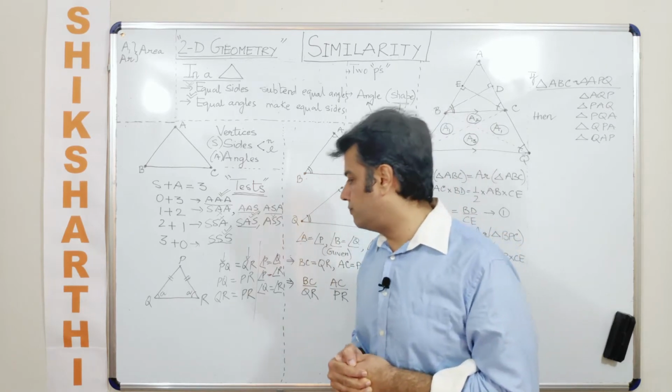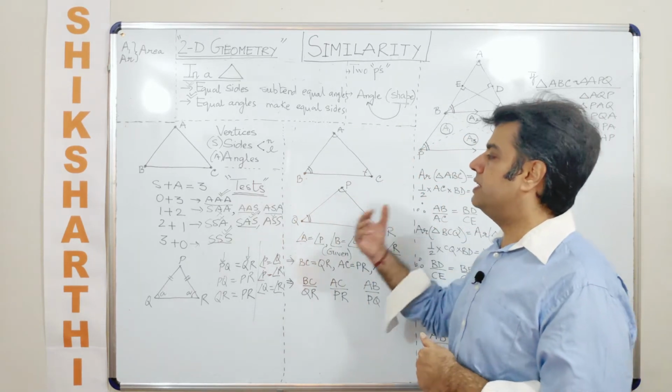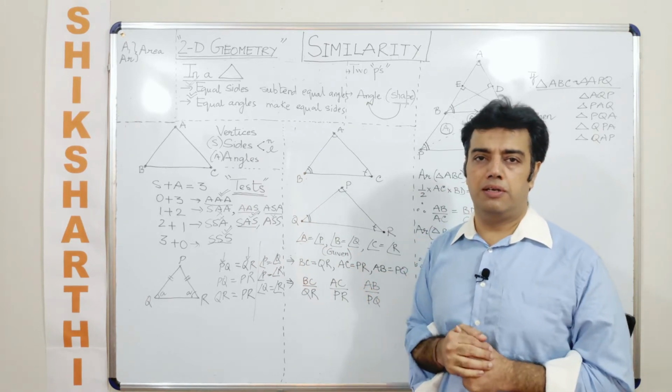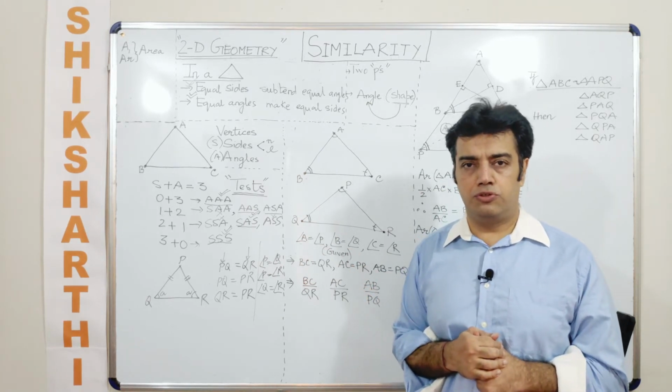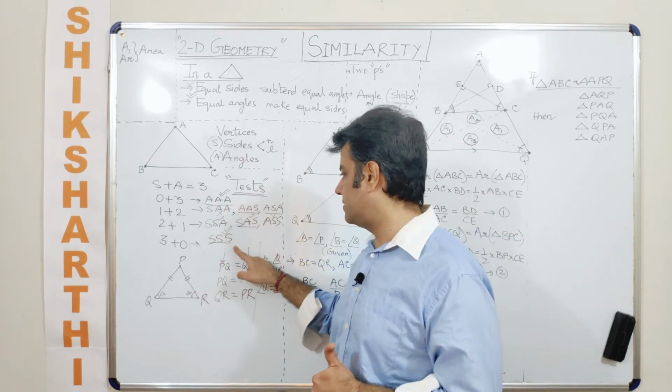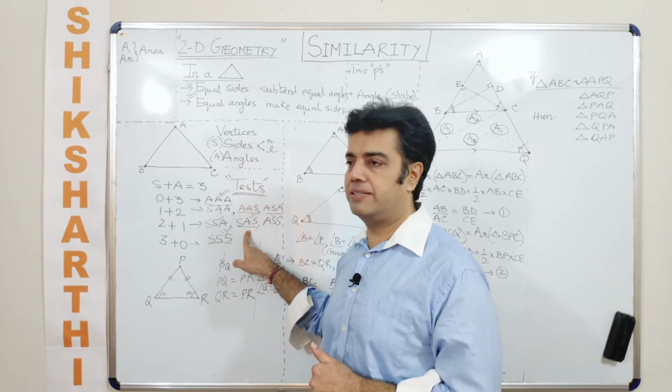Taking this discussion forward. Now we have understood and we know that there are 3 tests that we can use for similarity. So what are those 3 tests? Either I use AA or AAA, or I use SSS, or I use SAS.